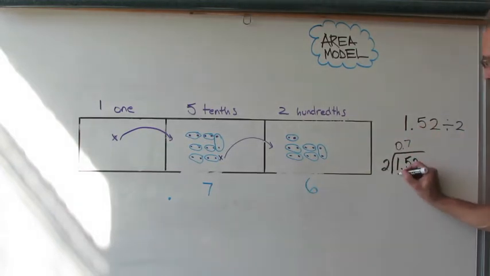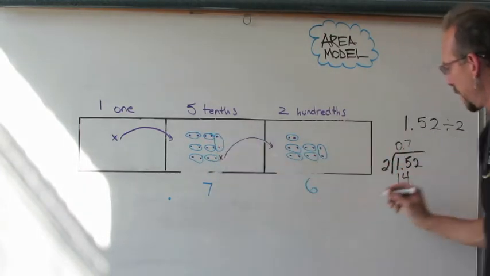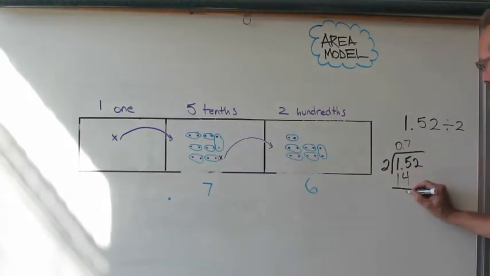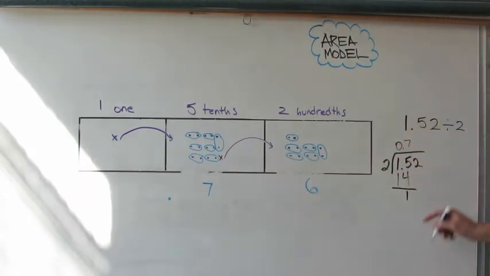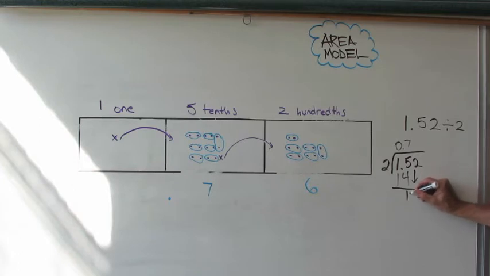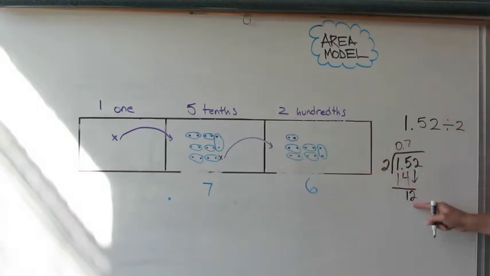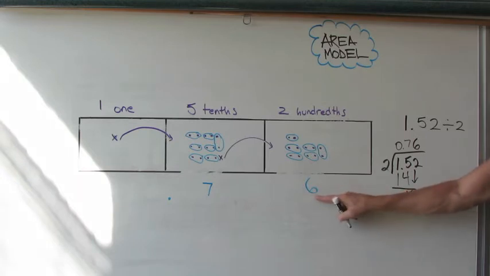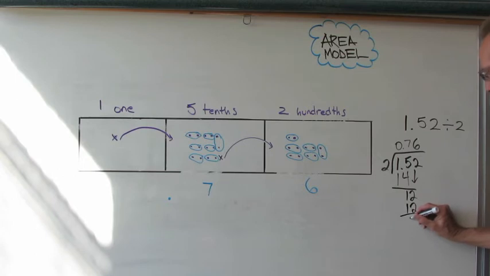2 times 7 is 14. That's the number of tenths that I used up. When I took those away, I was left with one of those tenths. That's this one right here. Then I brought down the 2 hundredths, and now I have 12 hundredths. That's what I have over here. And when I put those into groups of 2, I could make 6 groups of 2 out of that. That's this right here. 2 times 6 is 12. That used up all of my dots, and I had nothing left.